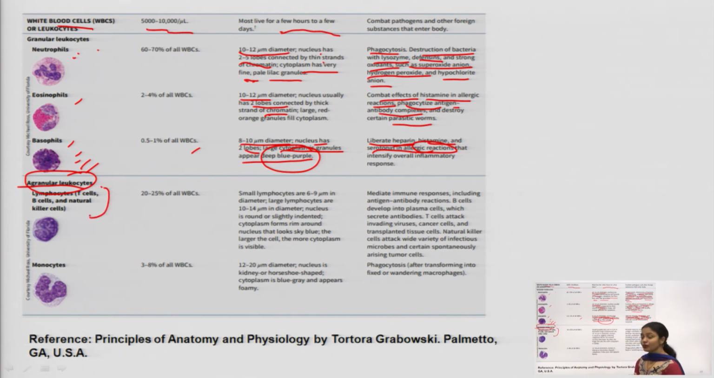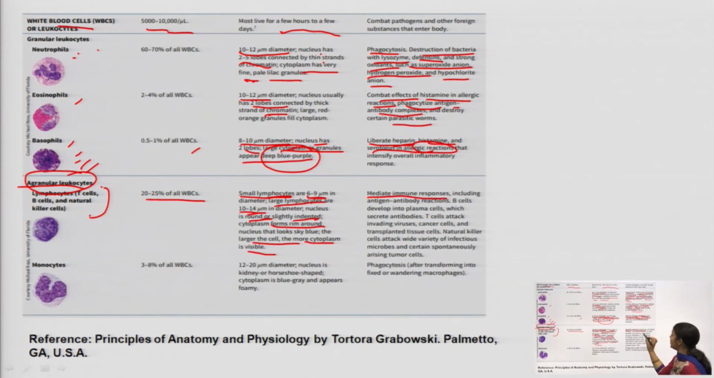Lymphocytes are of three types: T cells, B cells and natural killer cells. They are 20 to 25% of all WBCs. The small lymphocytes are 6 to 9 micrometers in diameter, whereas the large lymphocytes are 10 to 14 micrometers in diameter. The nucleus is round and slightly indented, and the cytoplasm forms a rim around the nucleus that looks sky blue. The larger the cell, the more cytoplasm is visible.